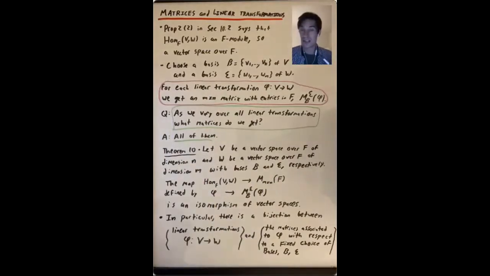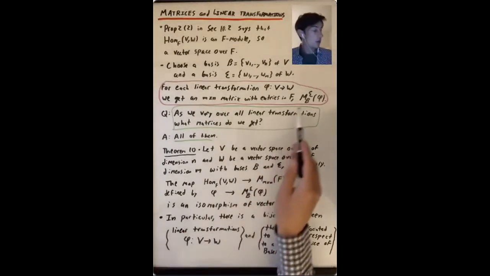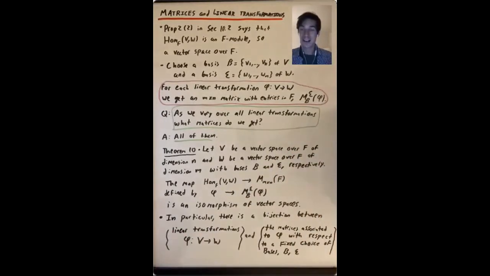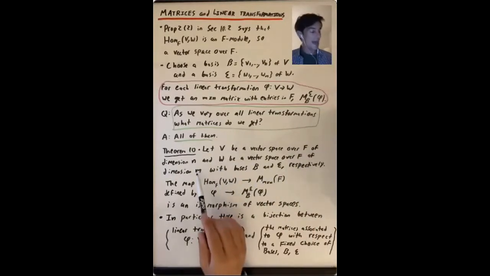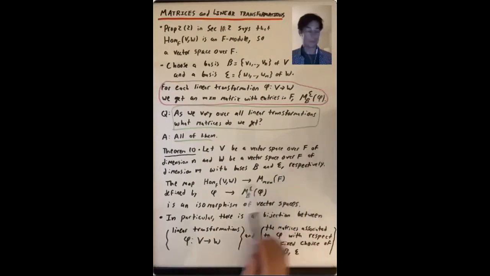And one natural question to ask is, as we vary over all linear transformations, what is this set of matrices that we're getting? And the answer is all of them. So this is the content of theorem 10 in section 11.2, which says, let's say that V is a vector space over F of dimension n, and W is a vector space over F of dimension m with bases B and E respectively. Then the map that takes an F module homomorphism, that is a linear transformation phi, to the matrix M_B,E(phi) is an isomorphism of vector spaces.